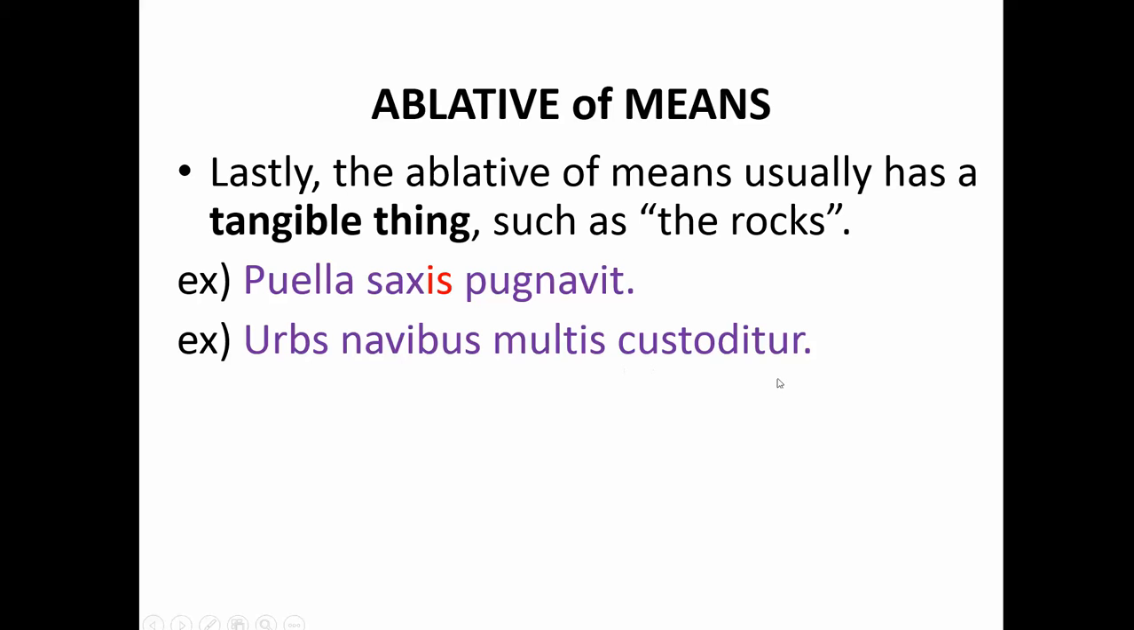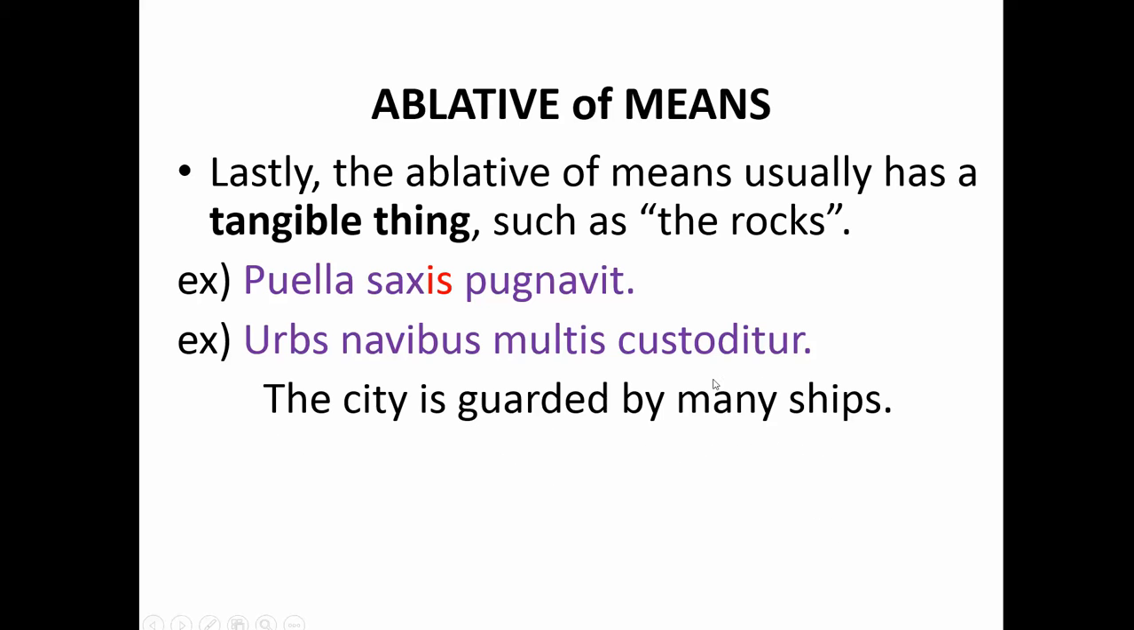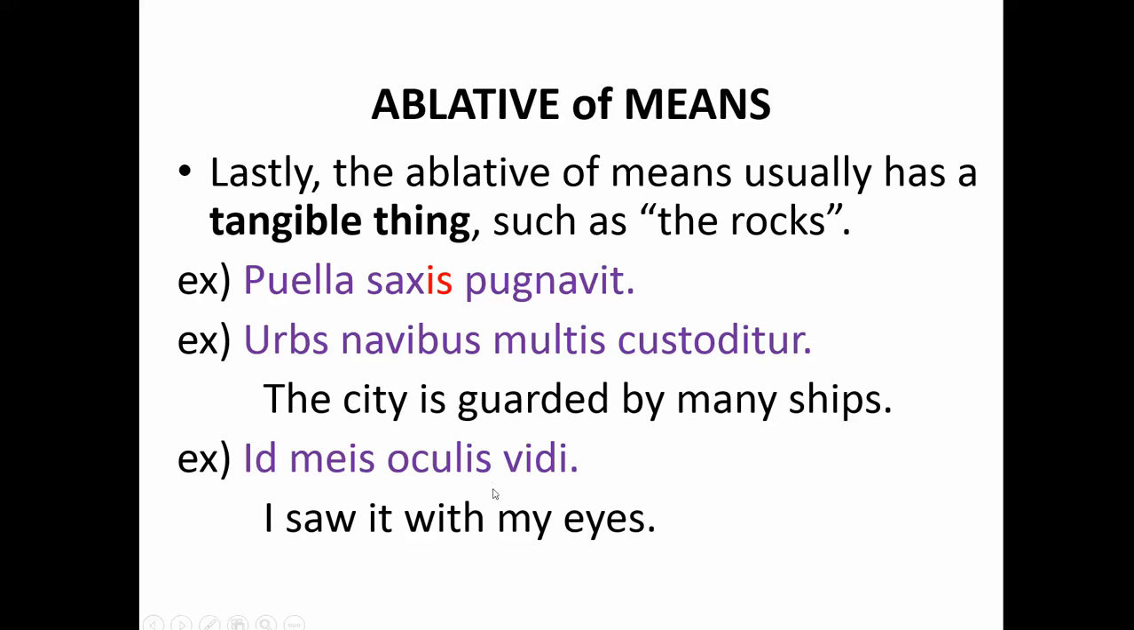Urbs navibus multis custoditur says the city is guarded by many ships. How are we guarding the city? What tool are we using to guard the city? Well, it's the many ships. Notice again that navibus and multis are ablative and there's no preposition. Id meis oculis vidi. I saw it, vidi, it, id, with my eyes. Meis oculis. Notice that those are both ablative endings, and they are the tool by which I saw it. So all tangible, all tools being used to do some action. All in the ablative, no preposition.